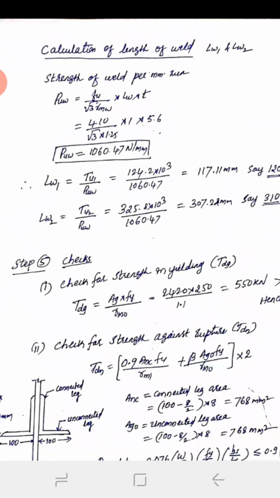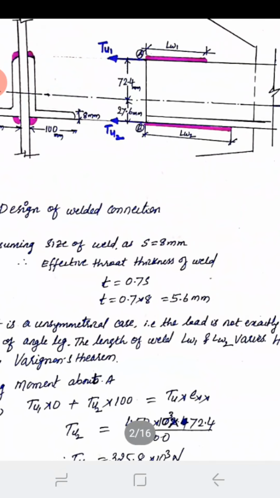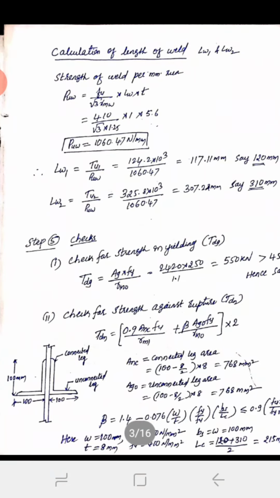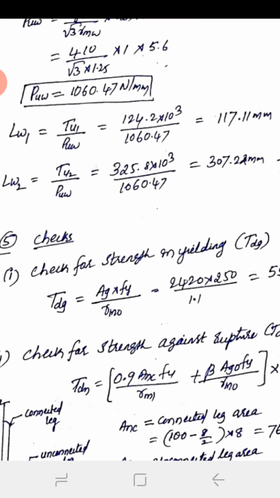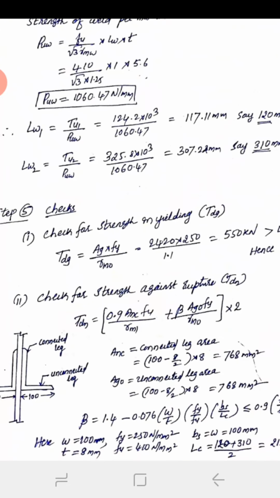Then calculate LW1 and LW2. Once you get LW1 and LW2, mark them in this figure. Then, whatever LW1 and LW2 you get, you have to go for the checks: check for strength in yielding, TDZ, then check for strength in rupture and block shear.